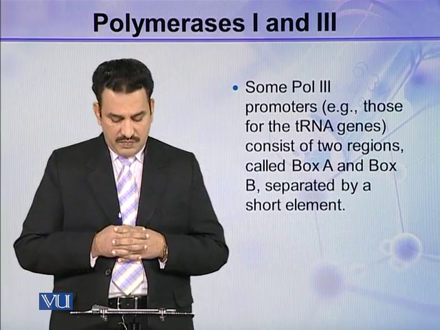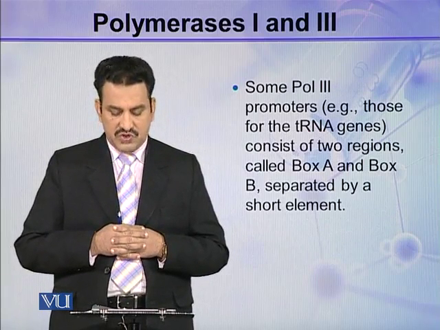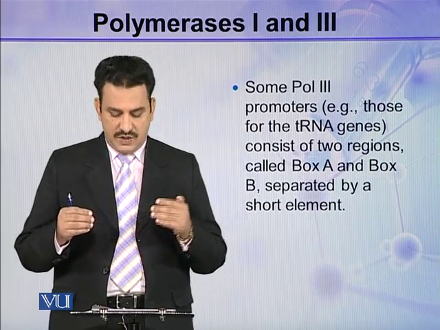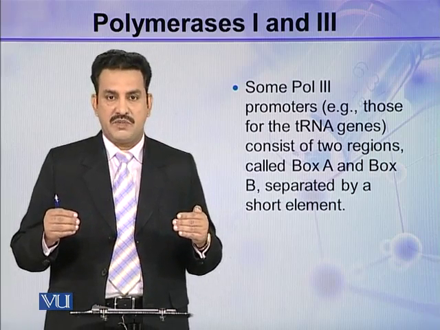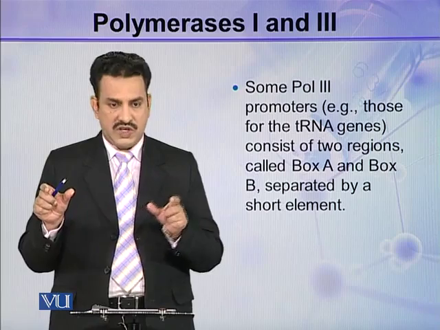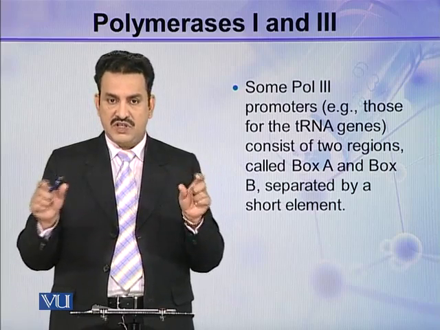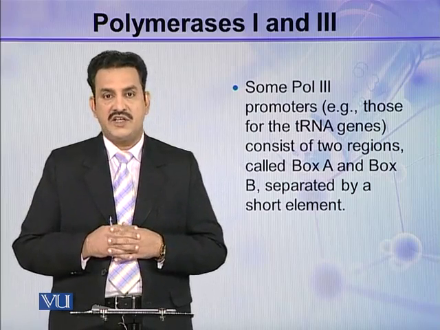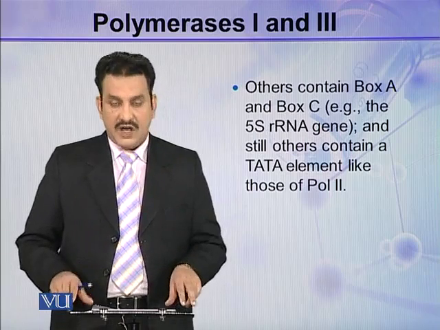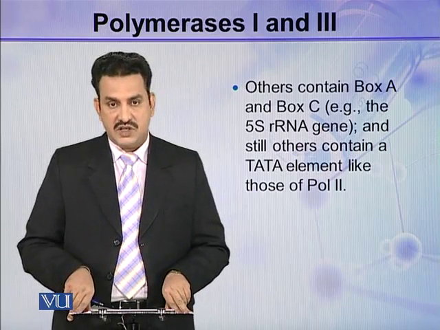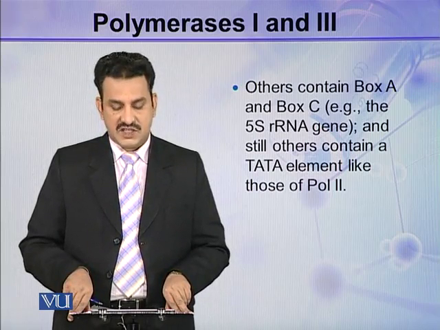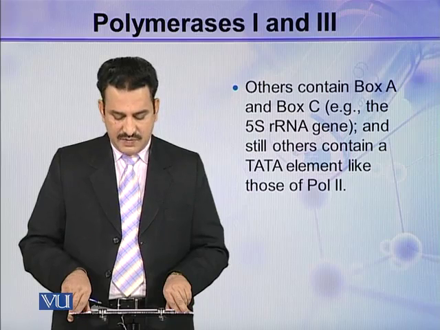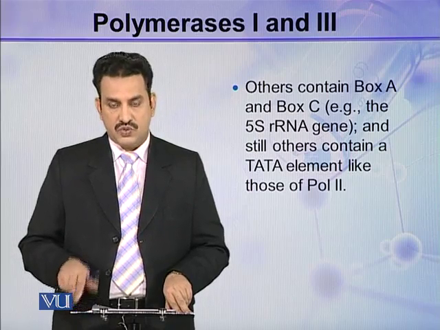Some polymerase 3 promoters, for example those for the tRNA genes, consist of two regions called box A and box B, which are separated by a short element. So this is box A, box B, and in between these two is a short element. So this is a promoter for tRNA gene. Others contain box A and box C, for example the 5S rRNA gene, and still others contain a TATA element like those of polymerase 2.